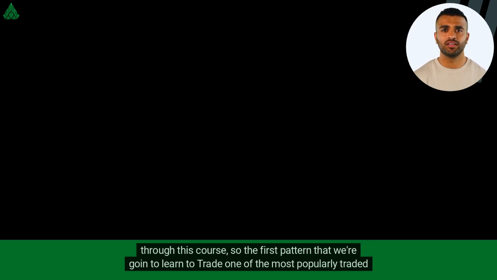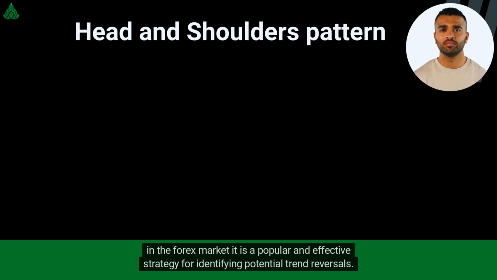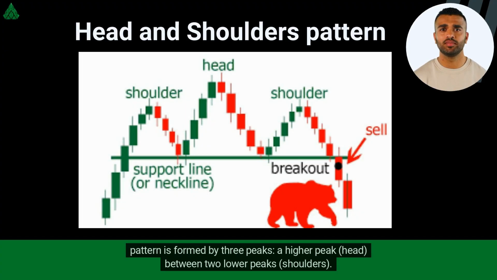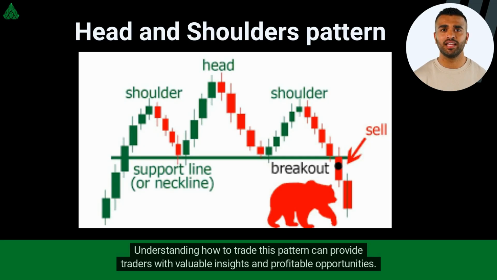So the first pattern that we're going to learn to trade, one of the most popularly traded patterns, is known as the head and shoulders pattern. In the Forex market, it is a popular and effective strategy for identifying potential trend reversals. This right here is how the head and shoulders pattern, or in short the H and S pattern, looks like. This pattern is formed by three peaks: a higher peak, the head, between two lower peaks, the shoulders. Understanding how to trade this pattern can provide traders with valuable insights and profitable opportunities.